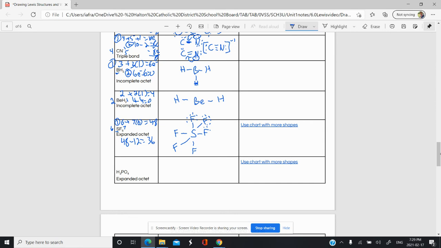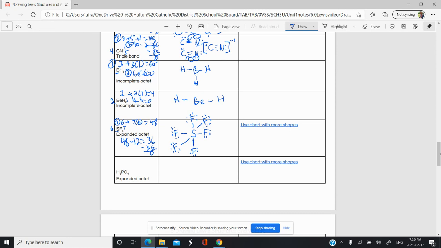13, 14, 15, 16, 17, 18, 19, 20, 21, 22, 23, 24, 25, 26, 27, 28, 29, 30, 31, 32, 33, 34, 35, 36. So that leaves me to 0. And so it looks like all the fluorines are happy.